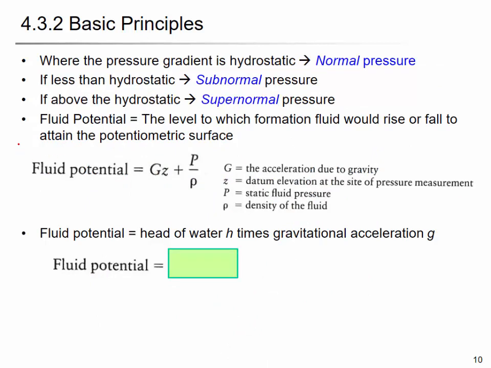I think we've done this a lot. Let's look at this equation first. So fluid potential is the total energy of the water, the level to which formation fluid rises or falls to attain the potentiometric surface. And you have two terms here. What is this? P over density. Is this the pressure head term or the elevation head term?